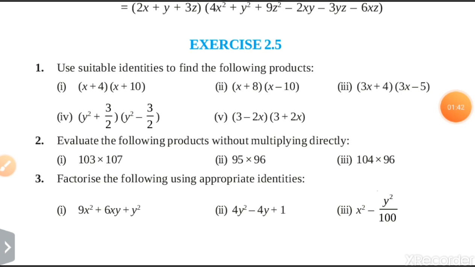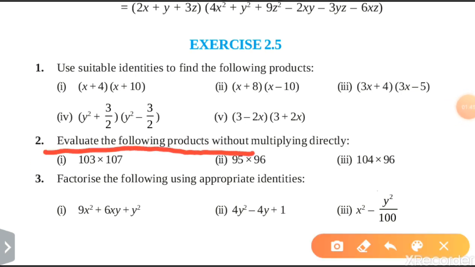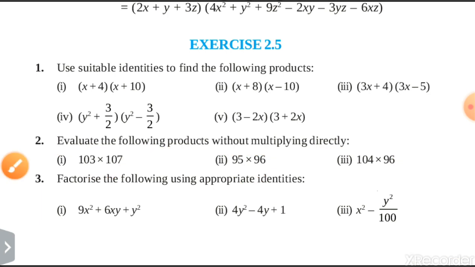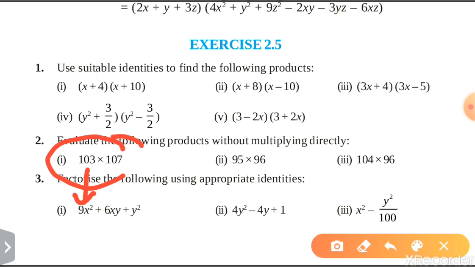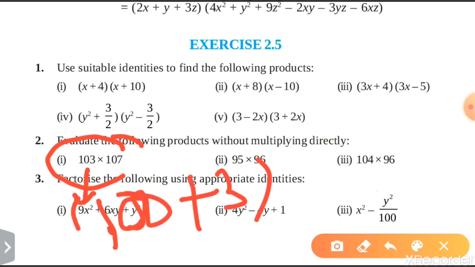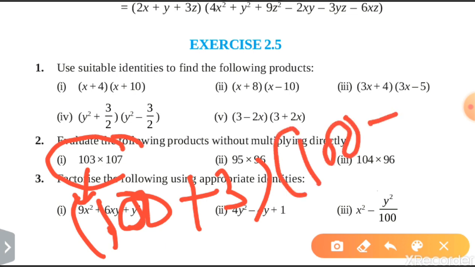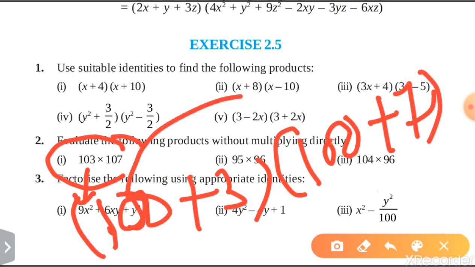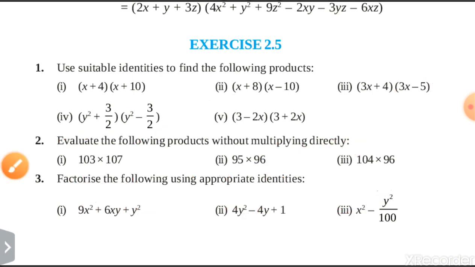In the second part, you will see that it says evaluate the following product without multiplying directly. That means we cannot multiply these two numbers directly, so we have to apply the formula. You can see that we can write 103 as 100 plus 3 and 107 as 100 plus 7. The first part, 100, is the same, the second parts 3 and 7 are different, so we will apply the same formula, (x plus a) in a bracket times (x plus b) in a bracket.